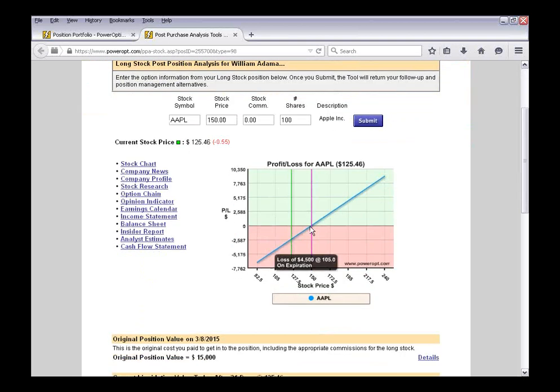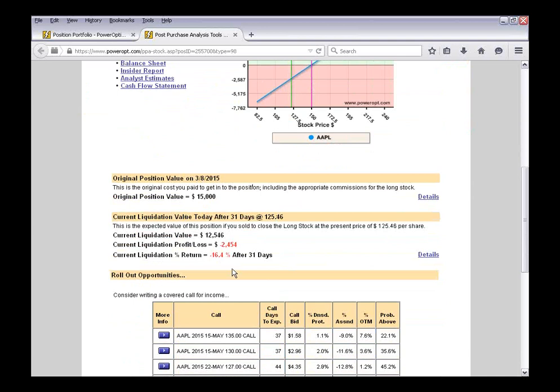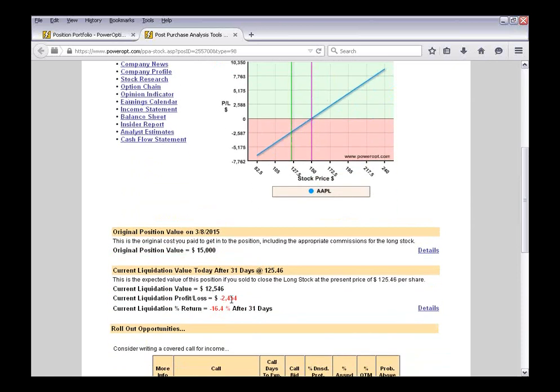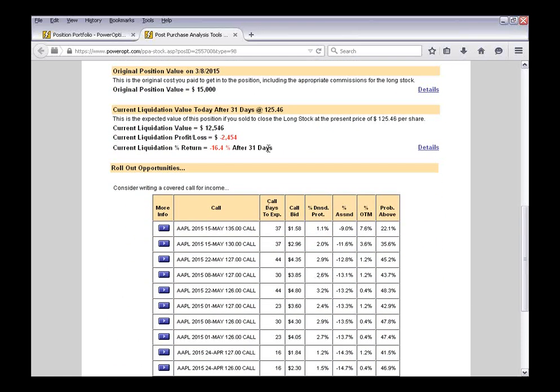Now, of course, this just gives us a basic profit and loss chart of our long stock position. We see a more detailed analysis of what we're looking at on this field. We know Apple's currently trading at 125, and with our cost basis of 150, we're looking at a loss of $24.54 per share as well. Now, that's a 16% loss, unrealized at this point.